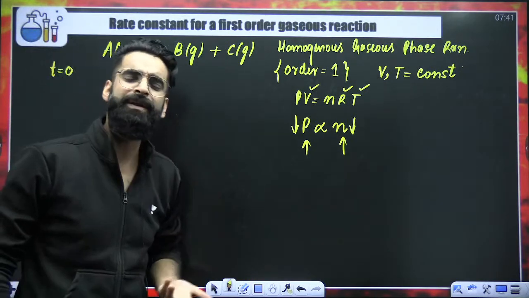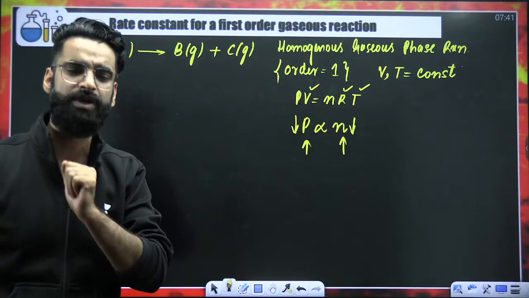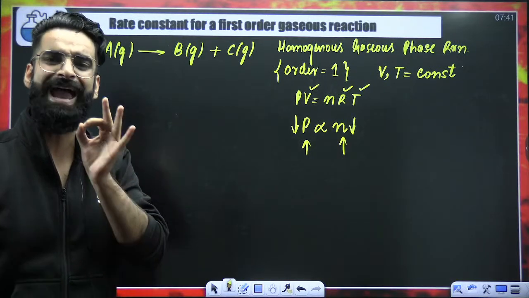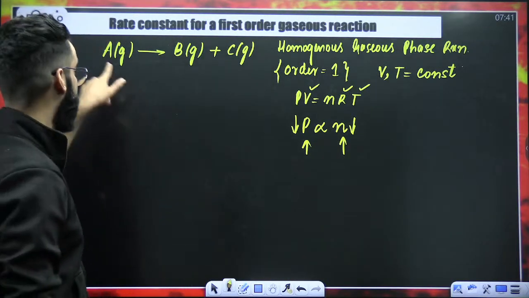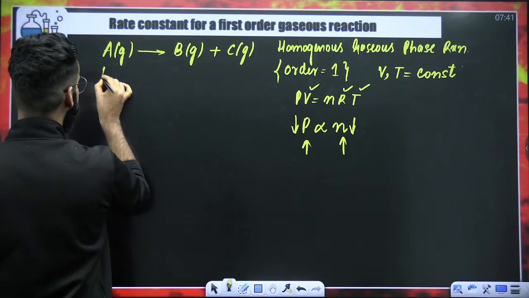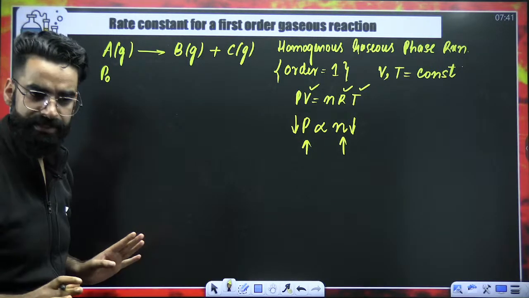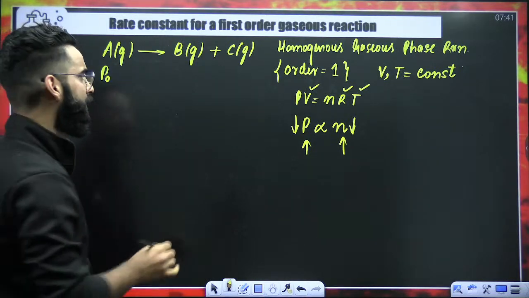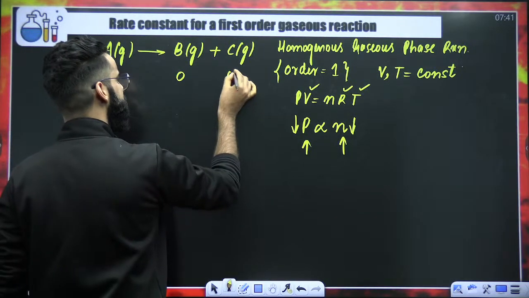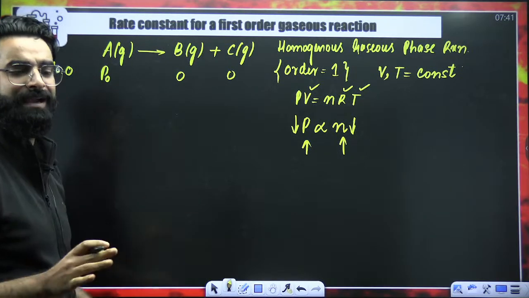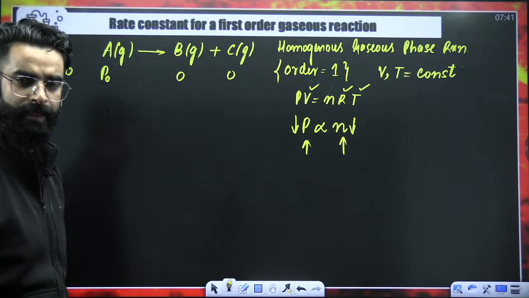So whatever will be the pressure of the container at time t is equal to 0, that pressure will be entirely due to A. Let's call that P naught. P naught is the pressure at time t is equal to 0, which is particularly due to A. Since B and C are not formed yet, the pressure due to B and C is absolutely 0, right?